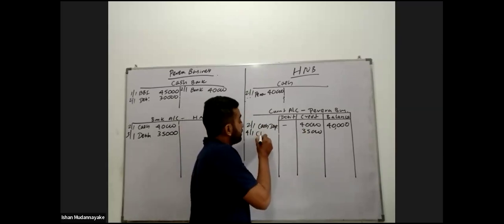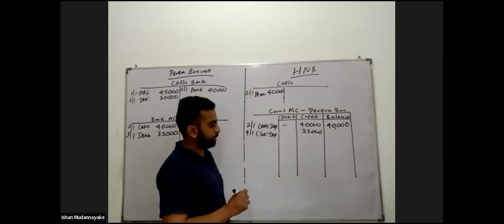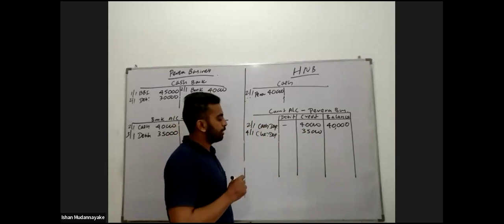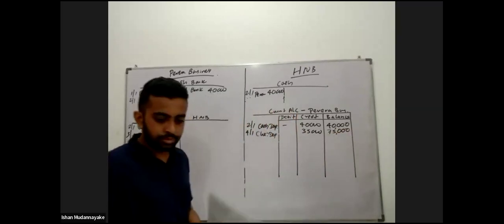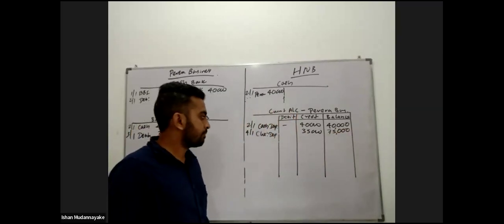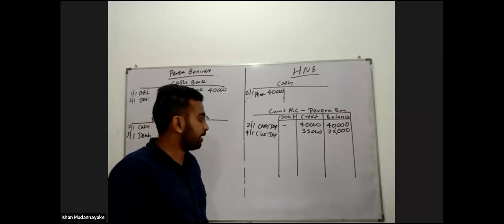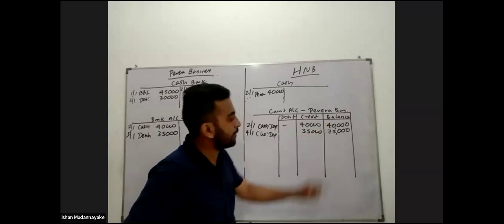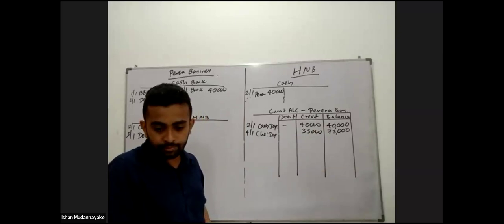Here, write down check deposit 35,000. Now the balance is how much? Now the balance is 75,000. Balance available in Pereira current account: 40,000 plus 35,000, 75,000.